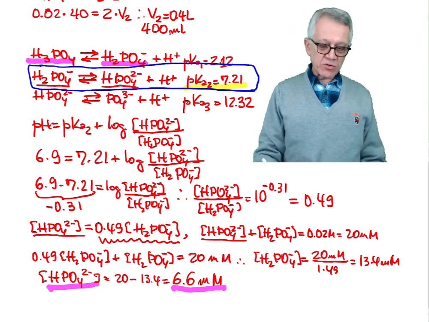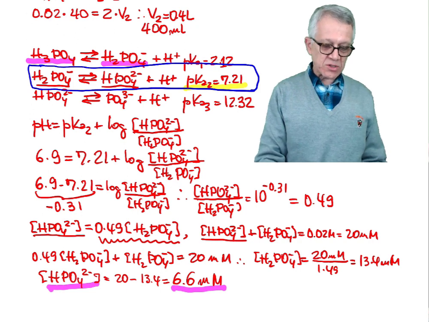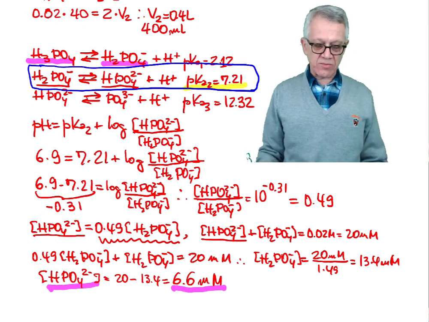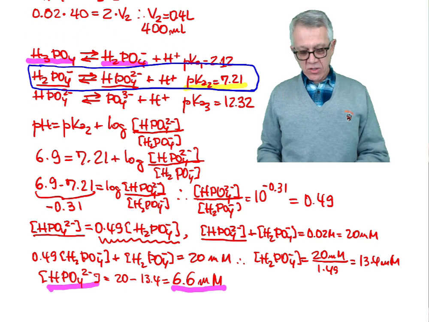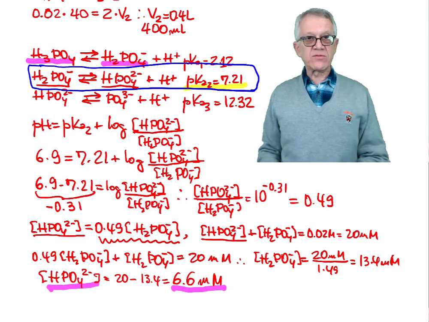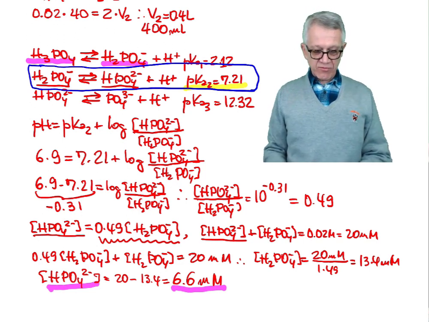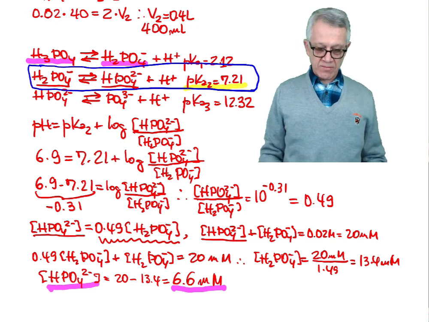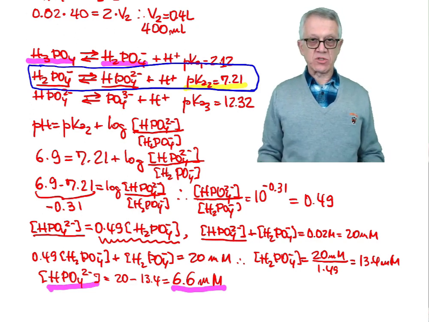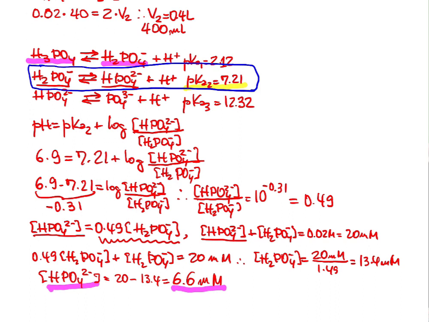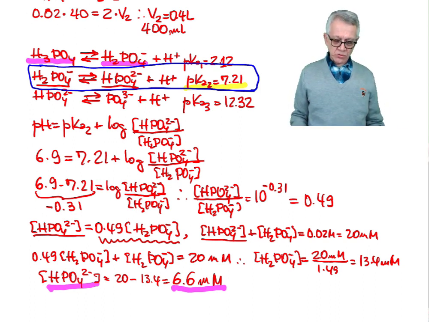There is another way of doing this too. There's not a single way of doing any problem, right? There are multiple ways. Another way, instead of that, we could calculate directly the number of moles that we have for H2PO4 minus based on this concentration of 13.4 millimolar. But let's do one of the two ways, and let's find the solution here.